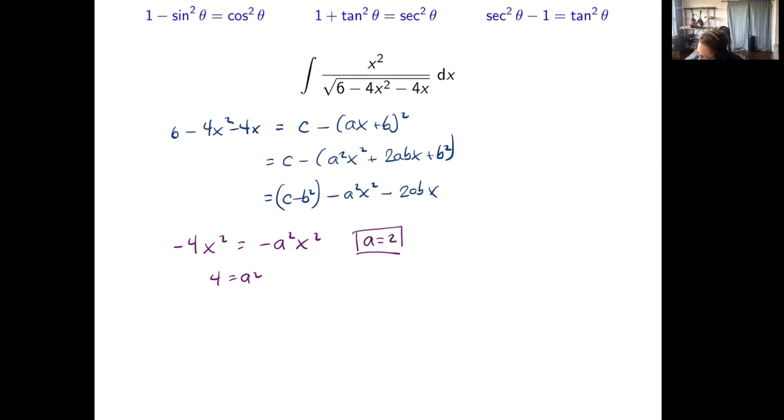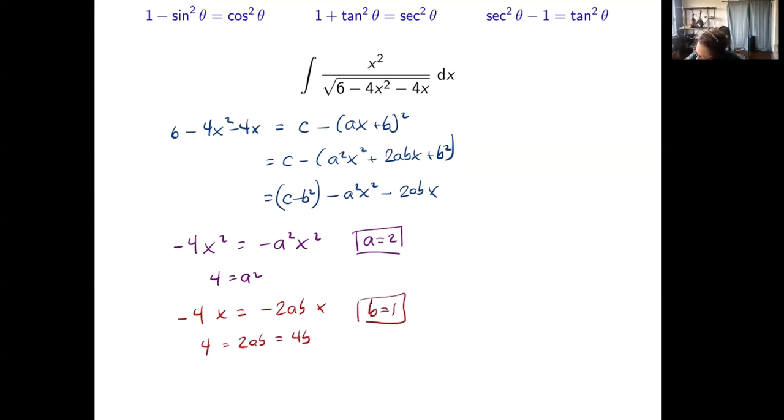On the left, now let's look at the linear term. On the left, I have minus 4 multiplied by x. On the right, I have minus 2ab multiplied by x. That says 4 has to be the same as 2ab, but a is 2, so this is the same as 4b. So that tells me b should be equal to 1.